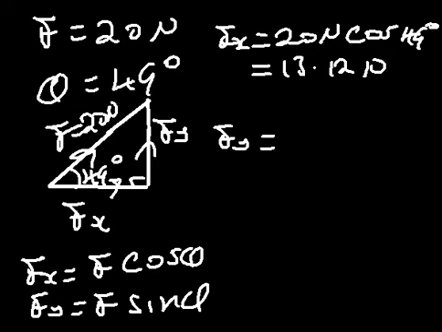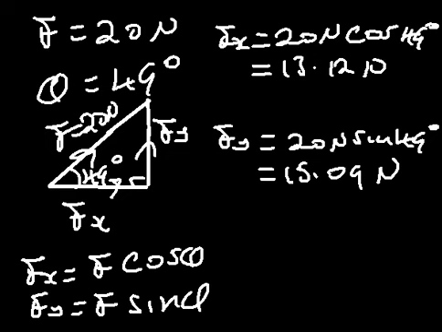How about Fy? We'll have it as 20 newtons times the sine of 49 degrees. So what is that one? So 20 times sine of 49. That is given as 15.09 newtons. So these are the components of the vector in that way. So this way it means we have resolved the vector into components.